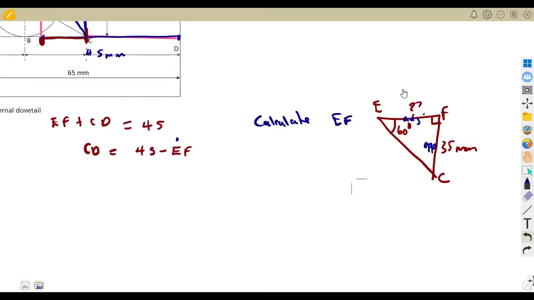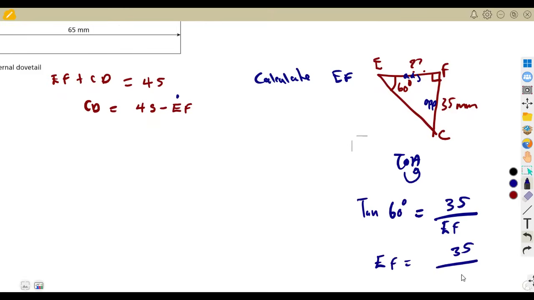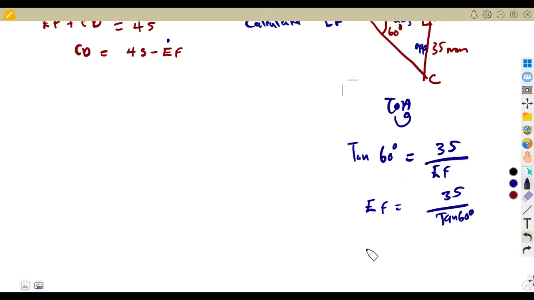So that means we're going to go back to the SOHCAHTOA concept. Tan is opposite over adjacent. The tan of 60 degrees is equal to the opposite, 35, over the adjacent, which is EF. So just like the previous case, we cross multiply, then divide. We saw that EF is going to be 35 over the tan of 60 degrees. So this is our EF.